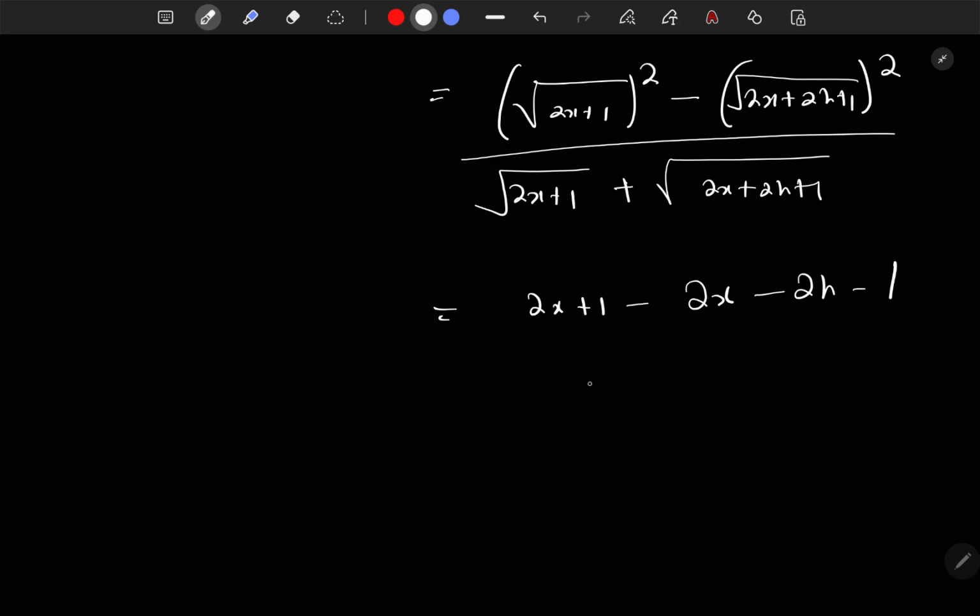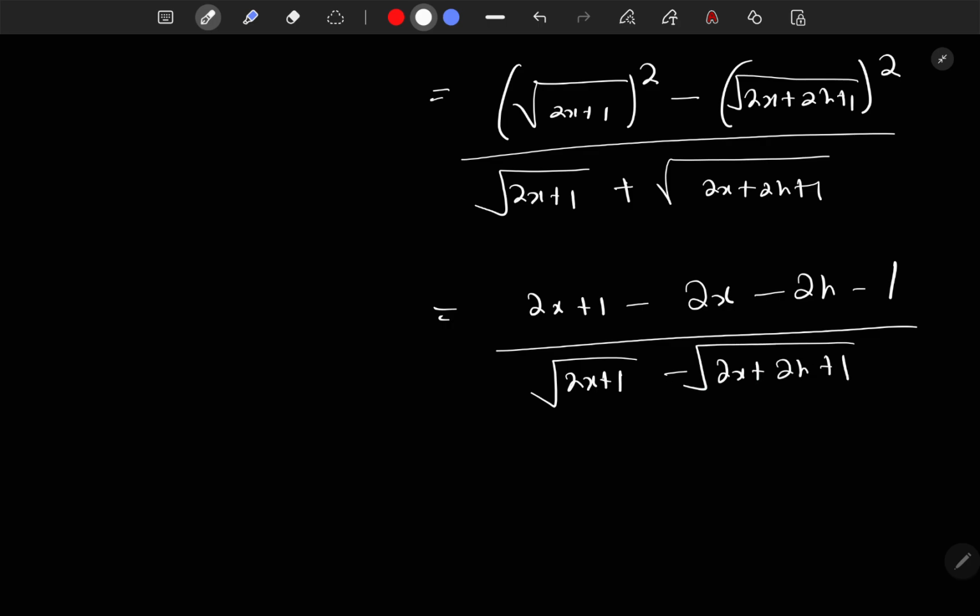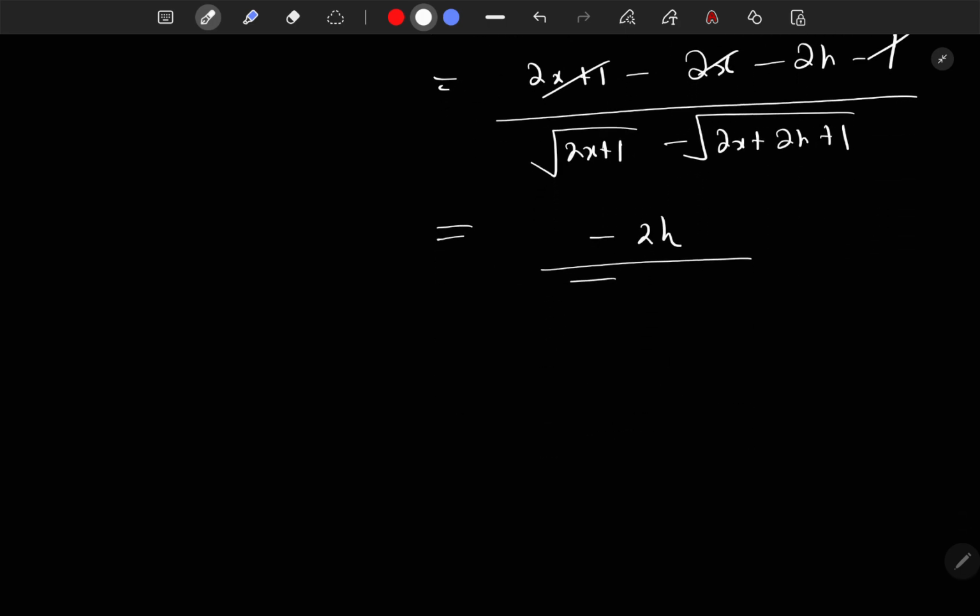Meaning over root of 2x plus 1 minus root of 2x plus 2h plus 1. This will give us what? These are gone. So we have negative 2h over root of 2x plus 1 minus root of 2x plus 2h plus 1, like that. This is our simplified numerator.